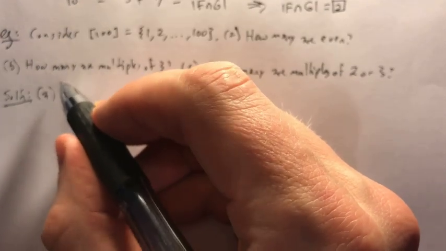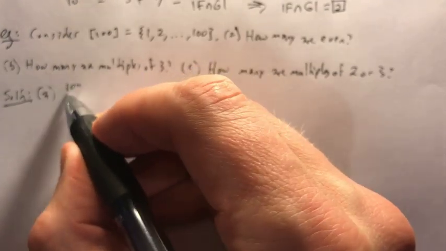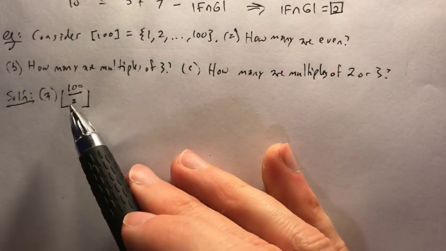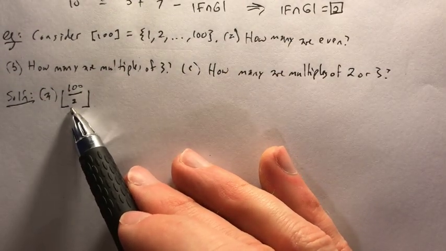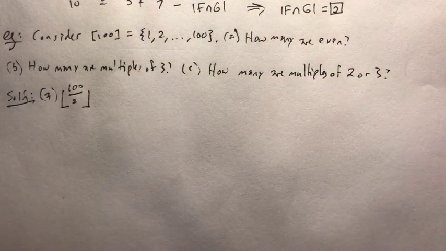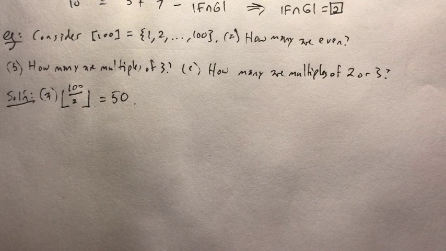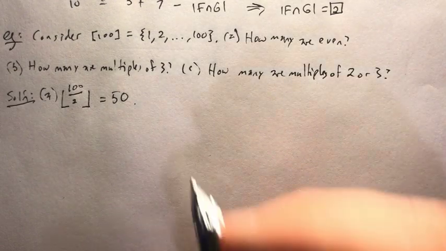Well, we're going to take 100 and divide it by 2 and take the floor. Why is that? Because every second number is even. So 100 divided by 2, take the floor, gives me 50. Okay, so not that hard.